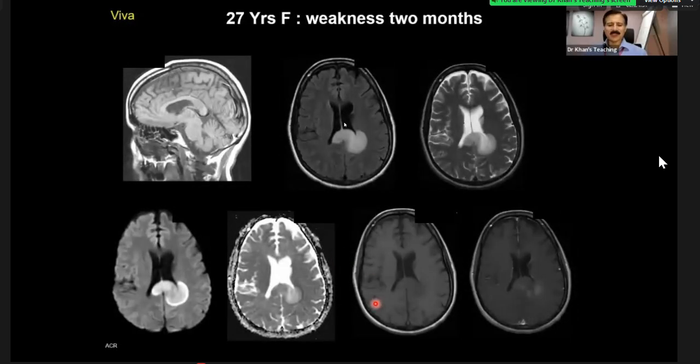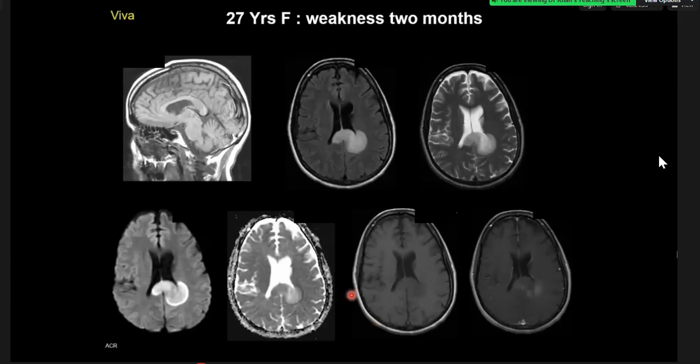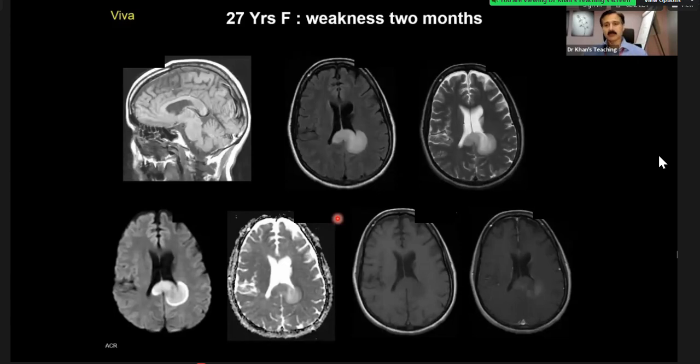Okay, so what is your differential? The differential for this that's crossing the midline would be a high-grade glioblastoma multiforme. It could present like this, 27-year-old. Anything else in the differential in the tumor world?